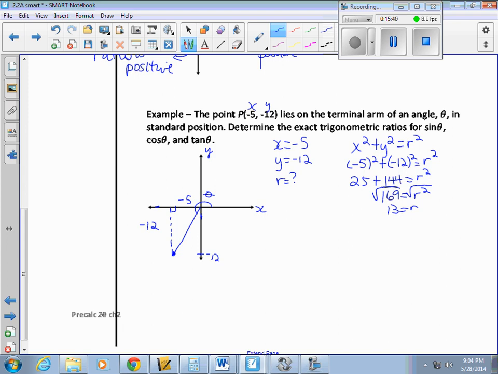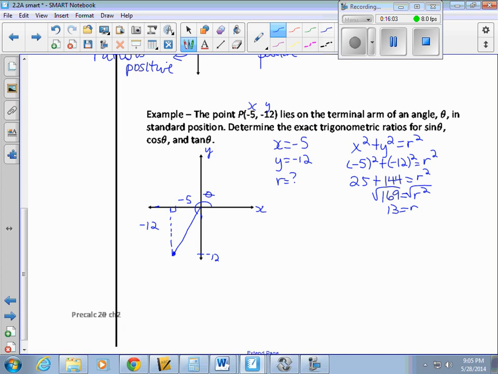If I was finding x or y, then it could be a positive or a negative. What I would have to do then is look at which quadrant I am talking about. So if I was already told that my r was 13 and my y was a negative 12, then I know the value I'm looking for when I solve for x would be a negative 5 because it's in quadrant 3.